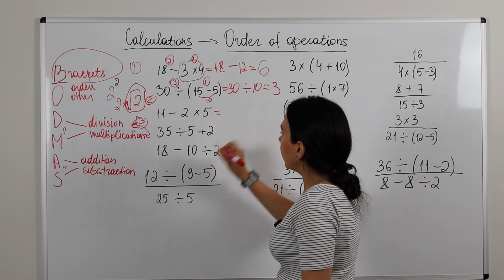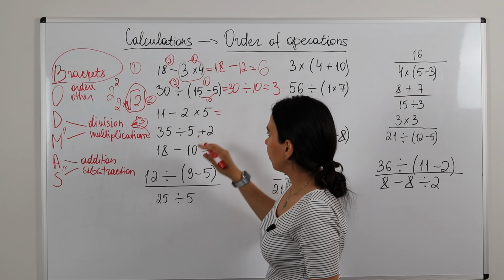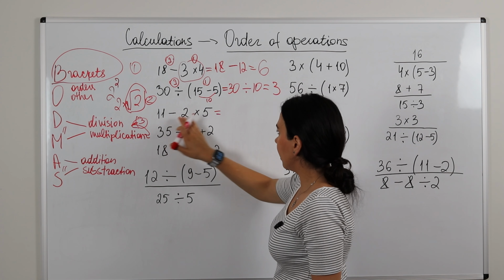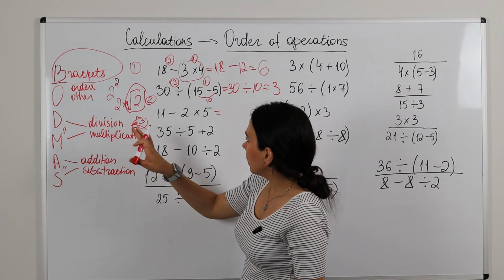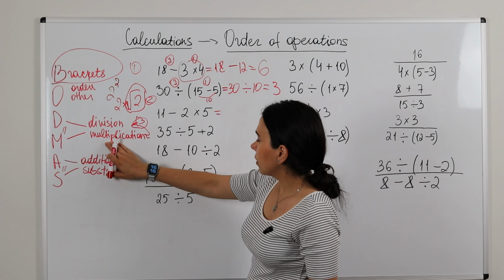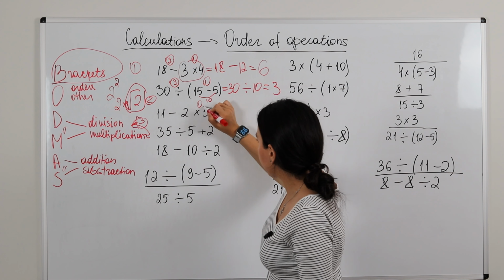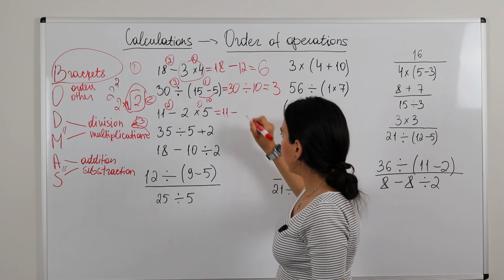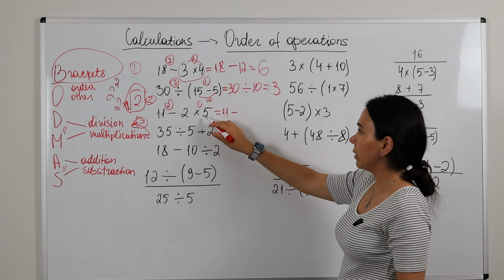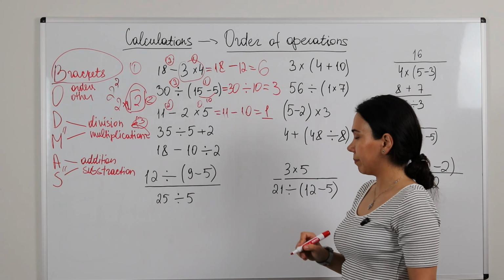Next, 11 minus 2 multiplied by 5. What do we have? Subtraction and multiplication. Looking at BODMAS, we can see that multiplication comes before subtraction, meaning that we do the multiplication first and subtraction second. 11 minus 2 multiplied by 5 is 11 minus 10, which equals 1.